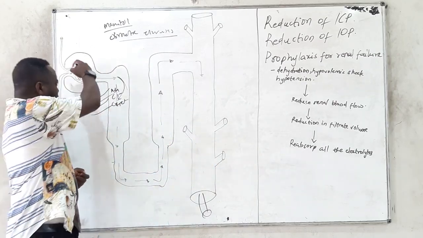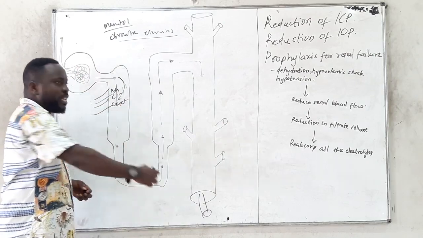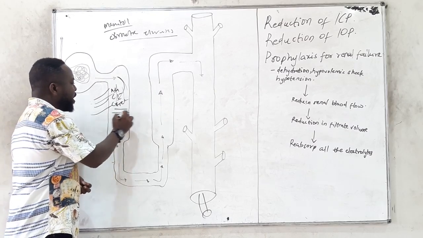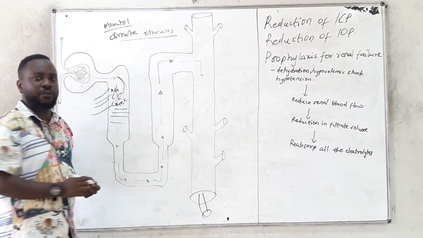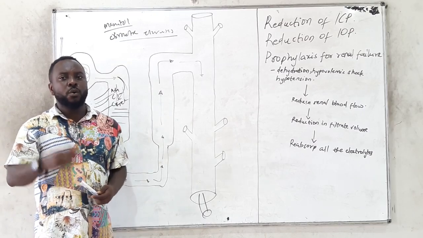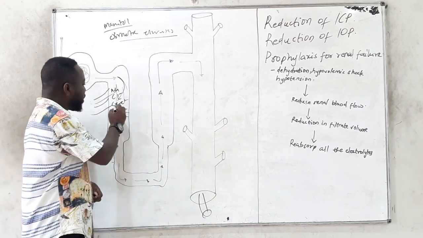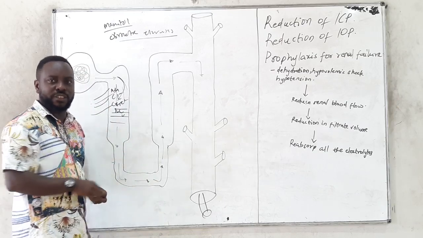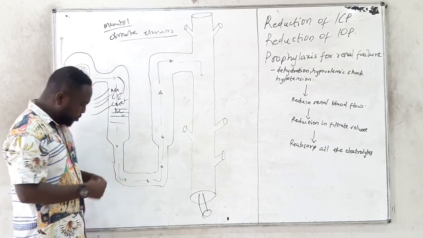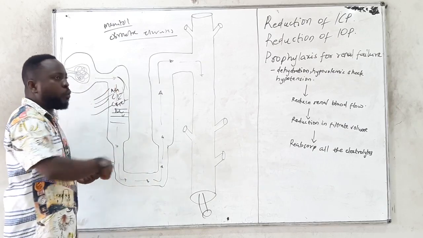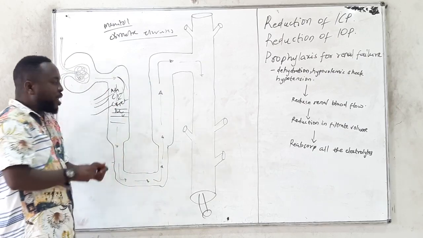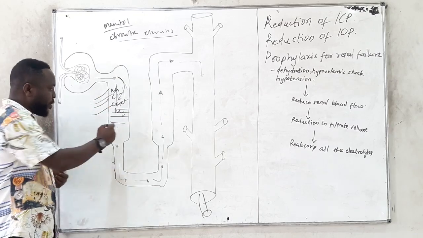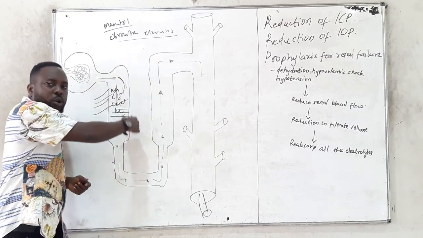So if the mannitol stays within the nephron, it increases the solute concentration within the nephron, because the mannitol itself contains solute. And once the solute concentration increases, it is also going to draw water to it, because the mannitol itself is not reabsorbed. So it is going to remain within the length of the nephron, and that will also draw water to it.